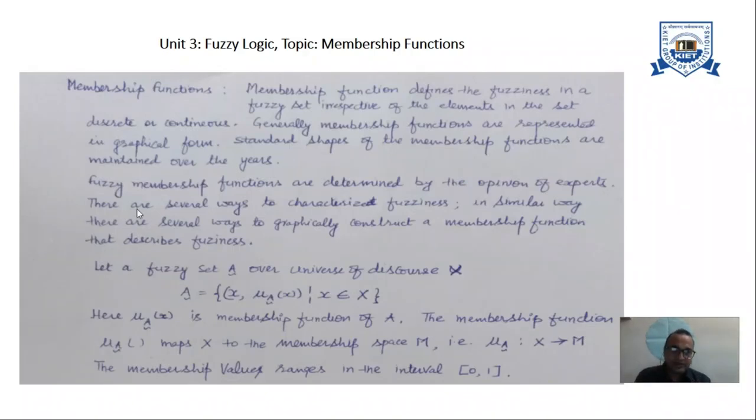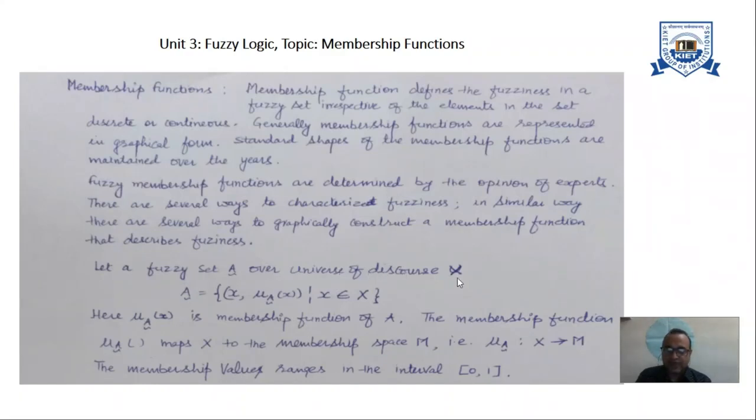So in the same way, it has been mentioned that fuzzy membership functions are determined by the opinion of the experts, right? There are several ways to characterize the fuzzification, a lot of ways by which we can characterize the fuzziness. Similarly, there are several ways to graphically construct a membership function that describes the fuzziness. Generally you will see that we make a graph, and with the help of the graph we assign the membership value to the different elements available in the universe of discourse of the fuzzy set in which the fuzzy set is defined. So here, say for example, we have a fuzzy set A which is defined over a universe of discourse X.